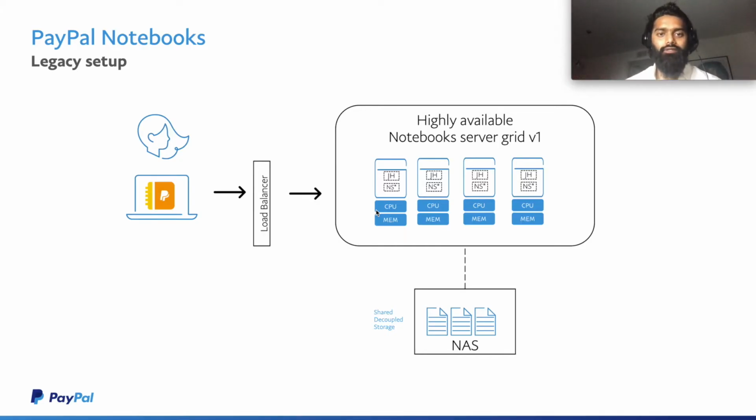Our old native setup involved centralizing notebooks using multiple Jupyter Hub services on a highly available notebook server grid platform, deployed on bare metal servers and used NAS as a shared and decoupled storage layer. Our end users typically accessed the notebook environment through a load balancer. A single Jupyter Hub can spin up multiple notebook servers, typically one per user, with shared CPU and memory resources.